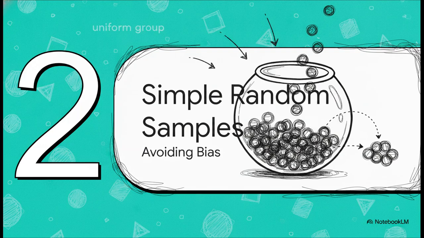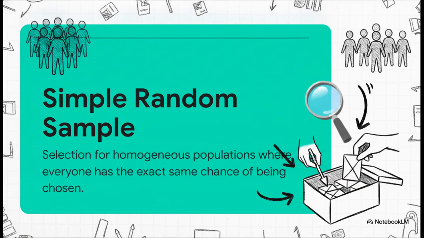Moving right along to Section 2, simple random samples. Let's check out our first real technique to avoid that statistical bias. This is a method that's absolutely perfect for smaller, uniform groups. A simple random sample is a selection method designed specifically for homogeneous populations, which is really just a fancy way of saying groups where everyone shares similar overarching characteristics.